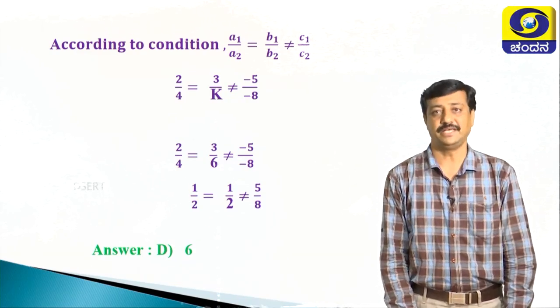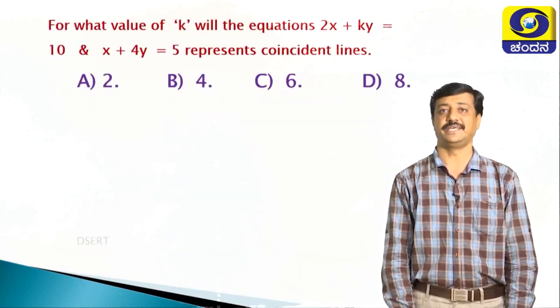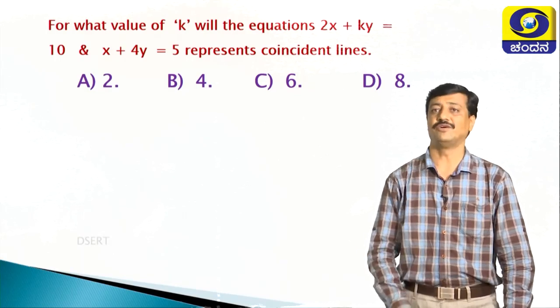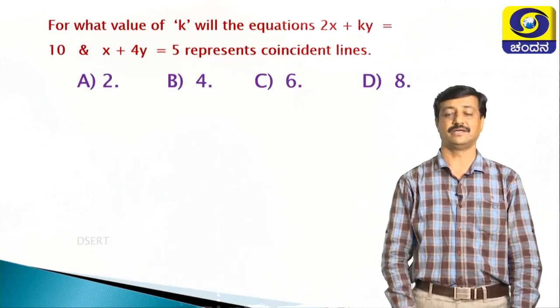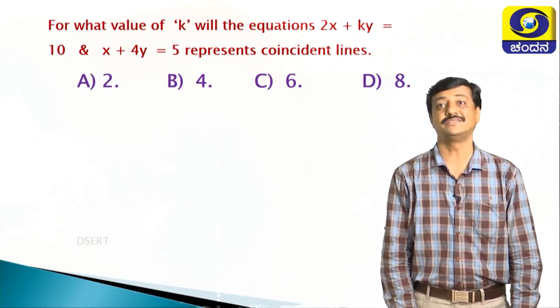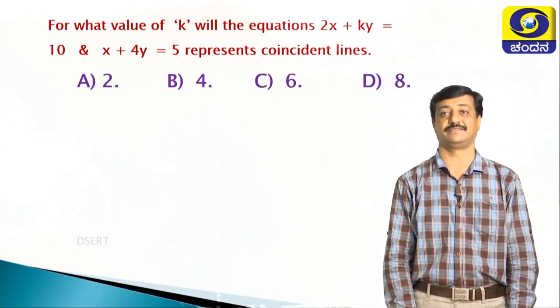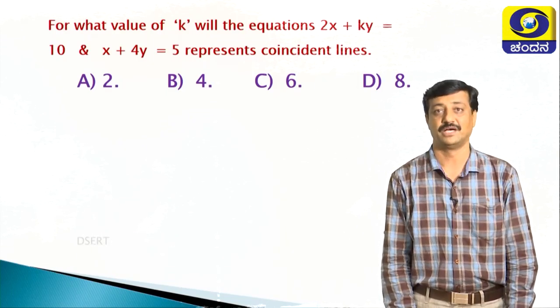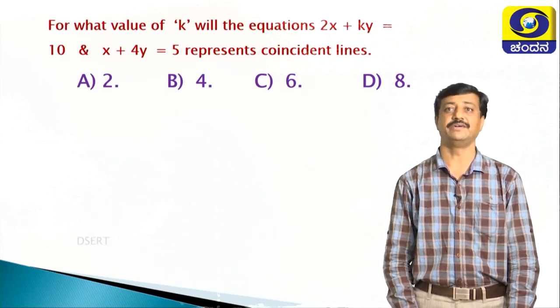Now, let us see the second question based on the same table. It says, for what value of k will the equations 2x plus ky equal to 10 and x plus 4y equal to 5 represent coincident lines. Here the condition given is coincident lines and it also gives 4 options. Option A 2, option B 4, option C 6, option D 8.